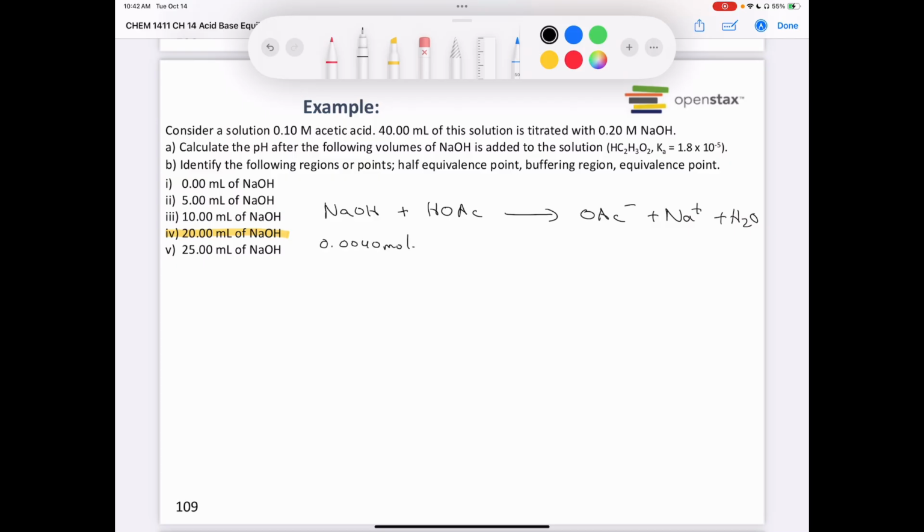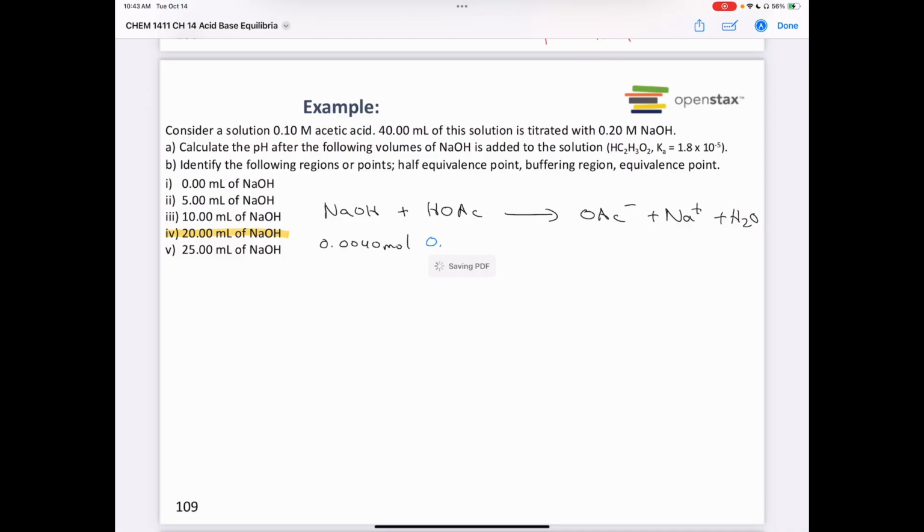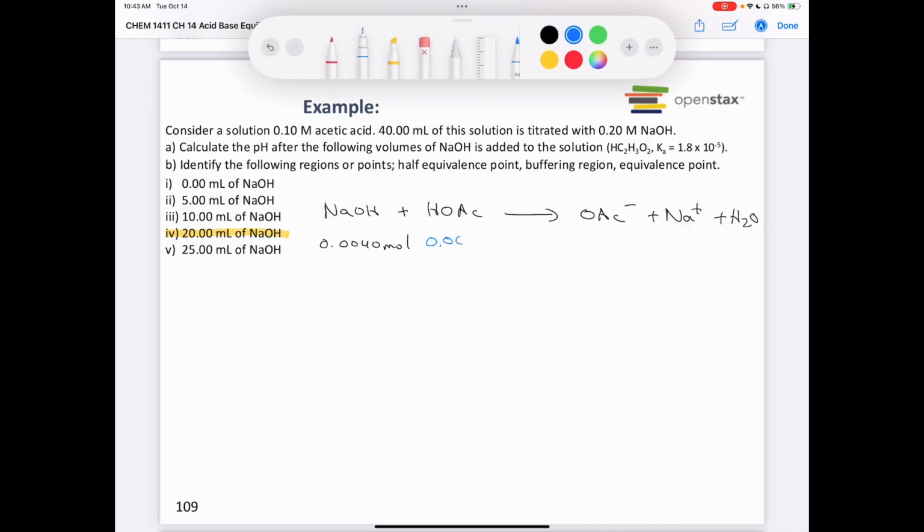0.0040 moles. Well, you know by now that when we have 40 mils of the 0.1 molar solution of our acetic acid, we have 0.0040 moles. So we have the same number of moles of acid and base. And so this is the equivalence point. Again, it's the point where the number of moles of acid are equal to the number of moles of base.